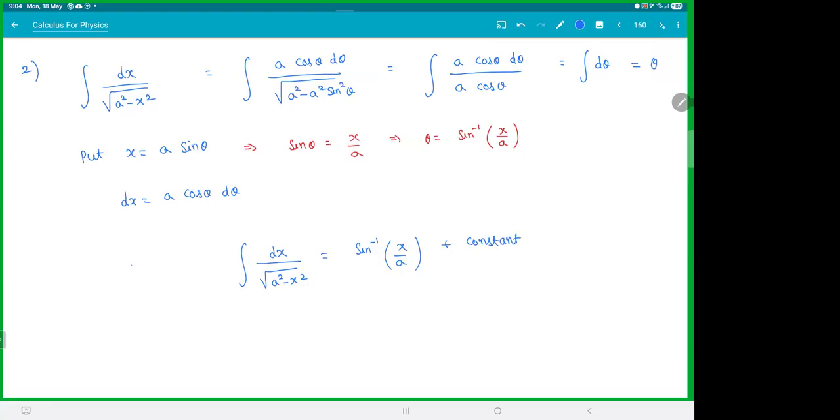Clear with this? This is the second type. You can note it down. This also does come a lot, especially in a chapter called SHM and oscillations and waves. So that's where you will see this a lot. Any doubts on this?